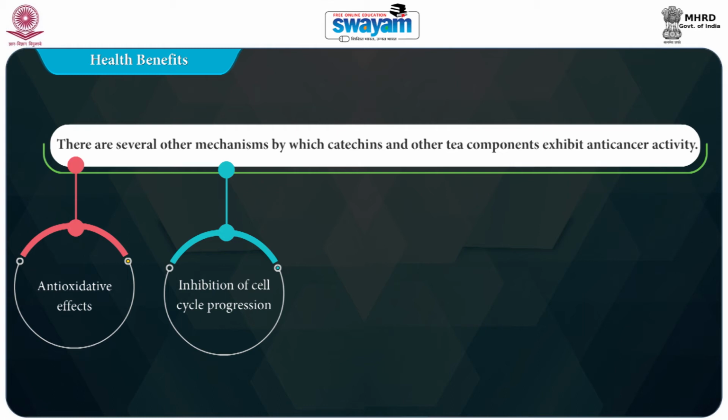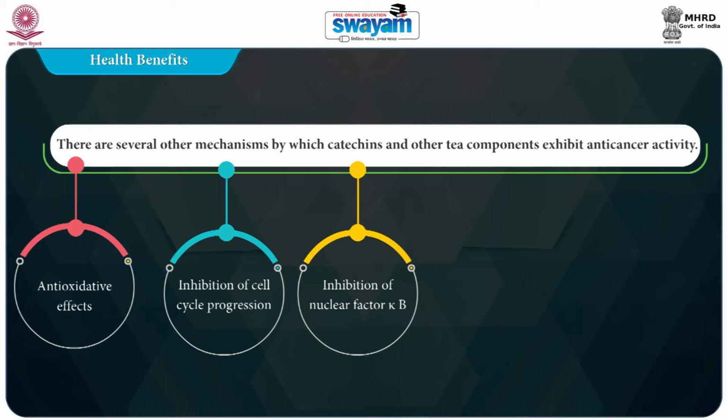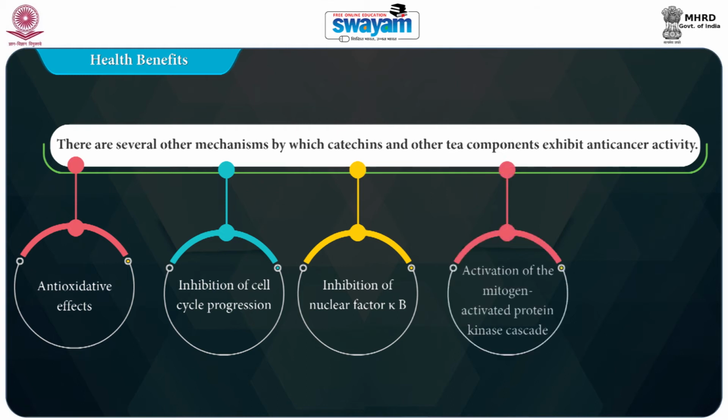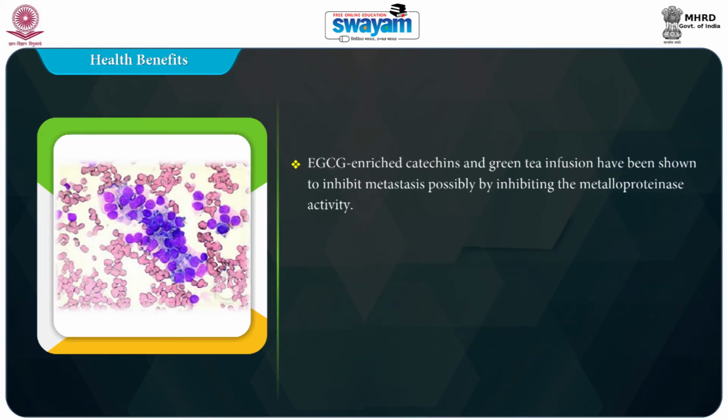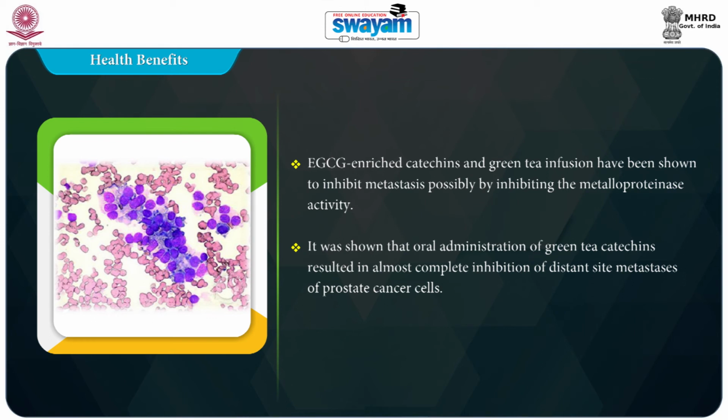inhibition of cell cycle progression, inhibition of nuclear factor, activation of mitogen activated protein kinase cascade, and epigenetic modification. Epigallocatechin gallate, enriched catechins and green tea infusion have been shown to inhibit metastasis, possibly by inhibiting metalloproteinase activity. It was shown that oral administration of green tea catechins resulted in almost complete inhibition of distant site metastasis of prostate cancer cells.